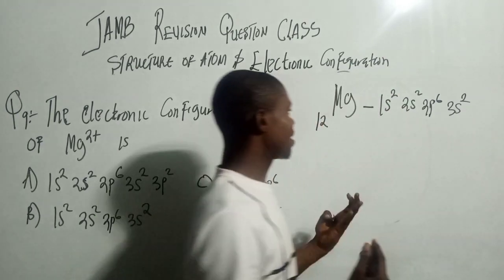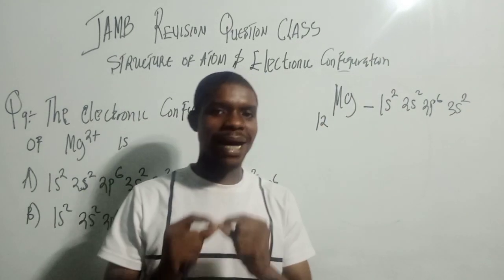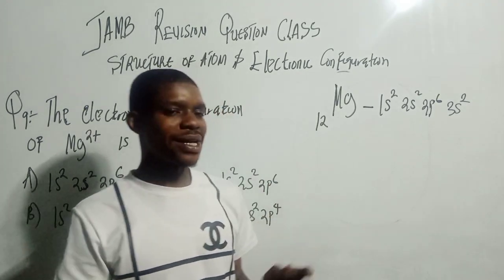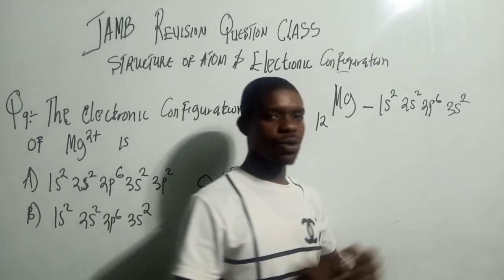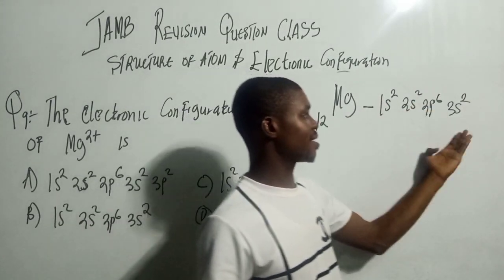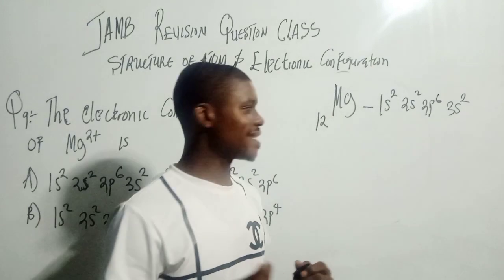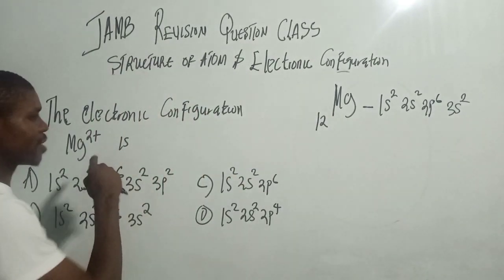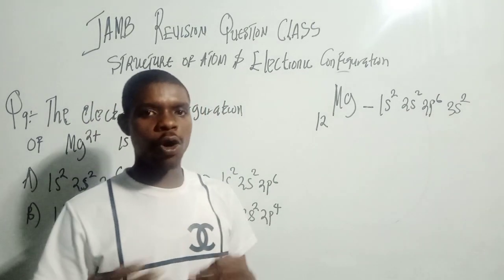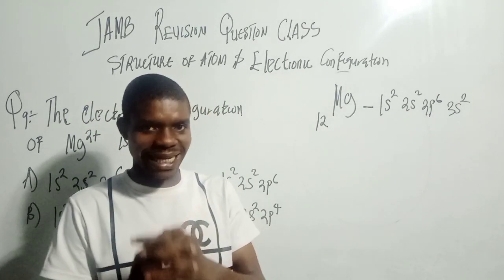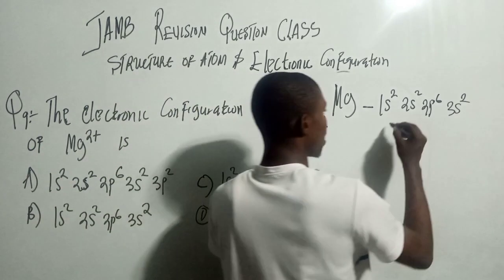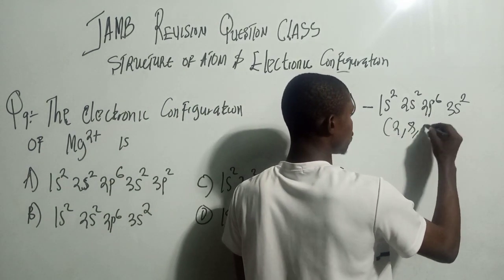So 3s2. Normally, in magnesium metal, a neutral magnesium atom with atomic number 12, the electronic configuration is 1s2, 2s2, 2p6, 3s2. However, they say magnesium ion. Remember, when magnesium wants to attain the octet, it is going to lose 2 electrons. Now this is just like here, we have 2, 8, 2.